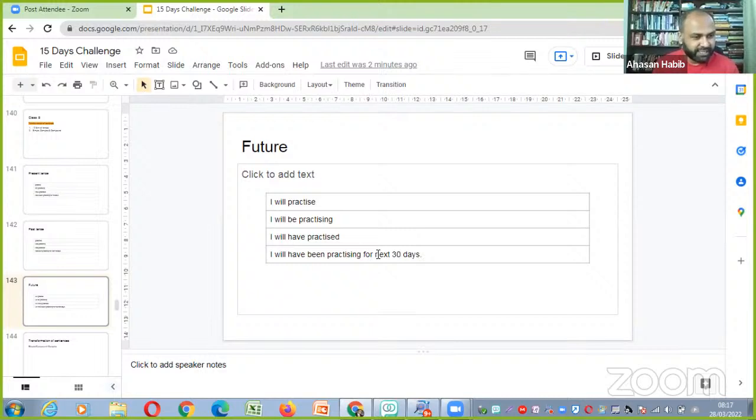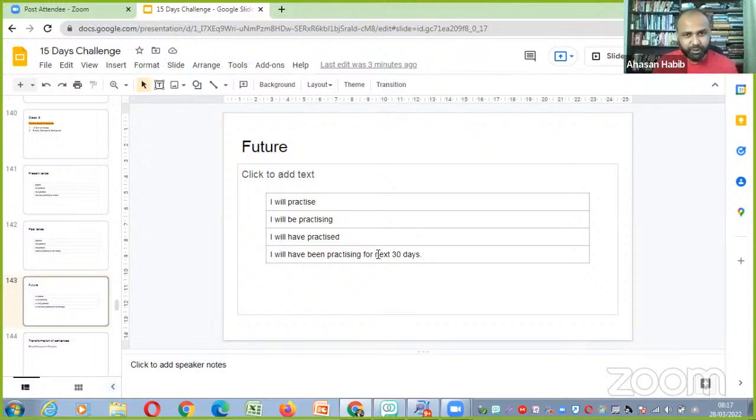So Tohida said, I practice, I'm practicing English, I have practiced English. Okay, Tohida, make sure it is verb 3, right? I have practiced English. Okay, Fuzu said, I practiced, I was practicing, I had practiced, I had been practicing for the last 10 days. Excellent, thank you.